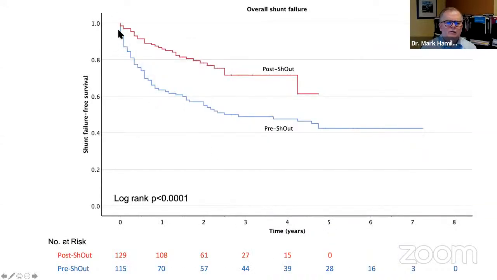This is a Kaplan-Meier curve looking at time to first shunt revision. This is the post group where we did the techniques. This is the population beforehand. So you can see at 1 year, we're looking at almost 60% shunt failure rate. But shunts fail in the other group at a much slower rate and a much lower level. So almost a 50% difference in shunt failure.